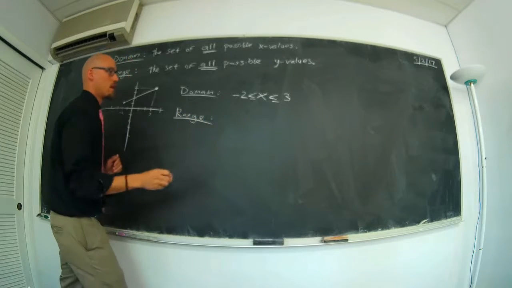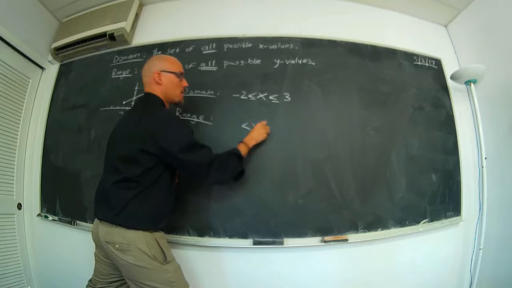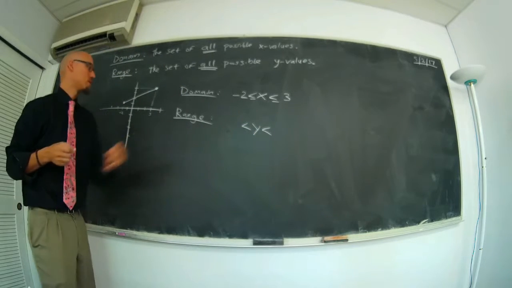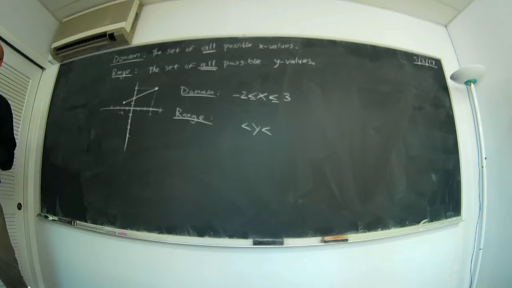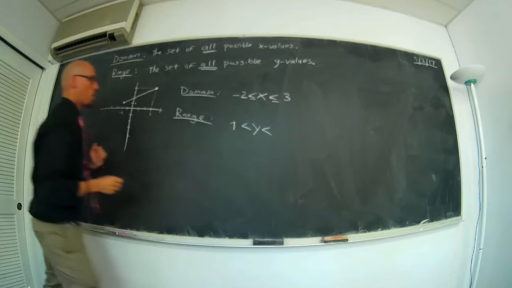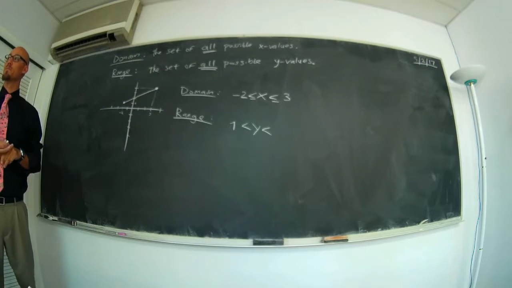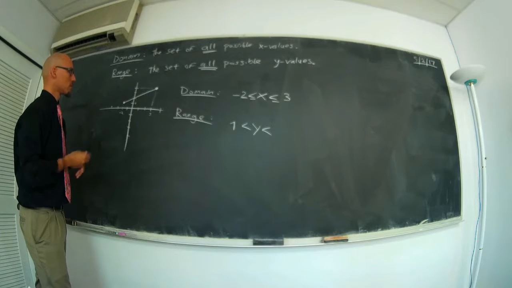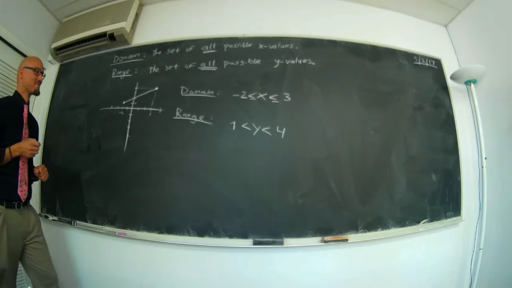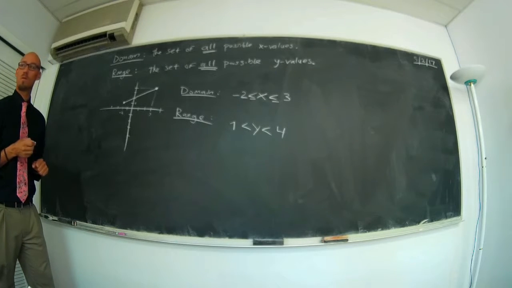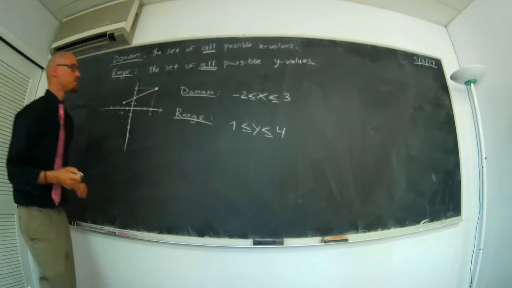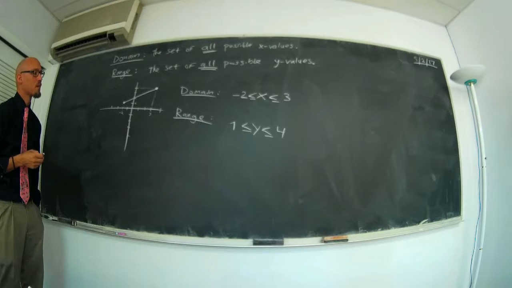Now the range, on the other hand, is going to be a y sandwich, and I'm going to say, how low can you go? What's the lowest y value? 1. Yes, the lowest y value. And what is the highest y value? 4. And are we equal at these places? Yes, we are. Like that.